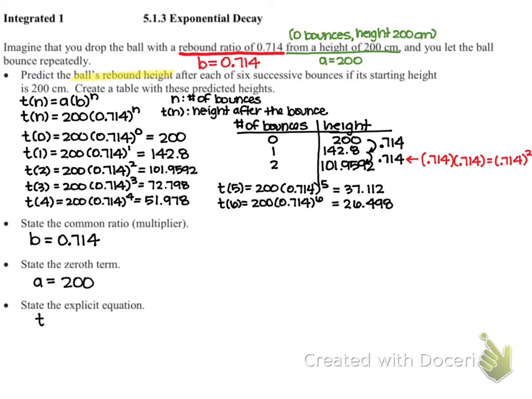So it's T of n is equal to the original drop height, the multiplier, and then we do want it to be in terms of n and T of n, so it is generic. We can use it for anything.